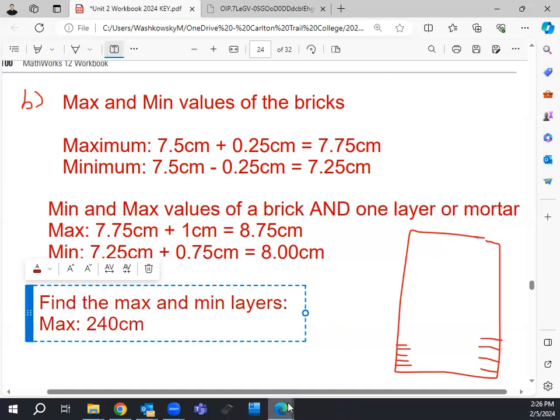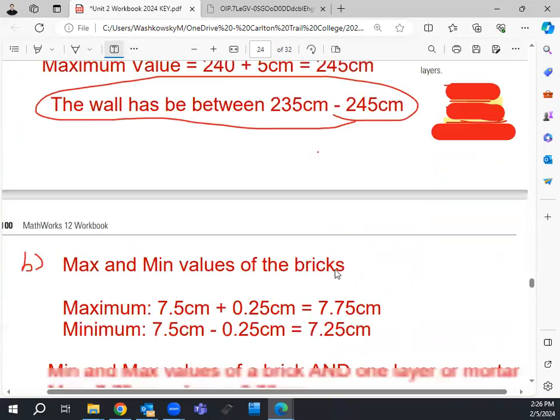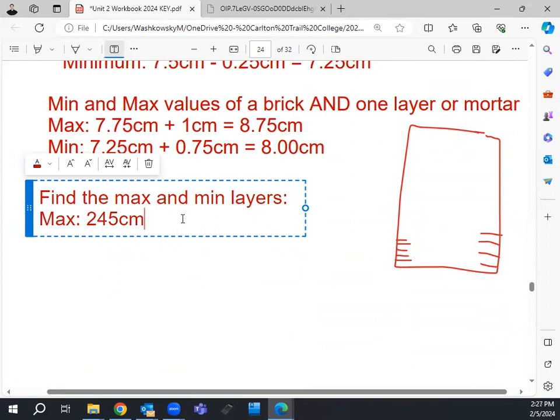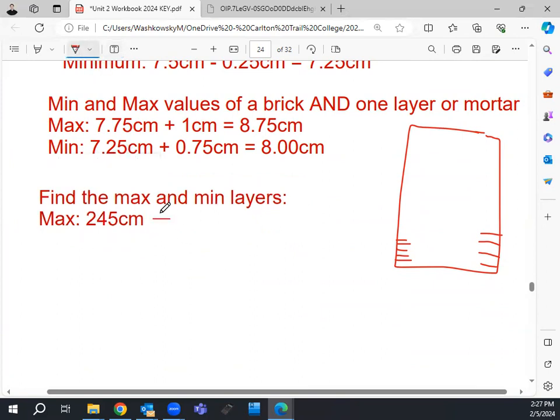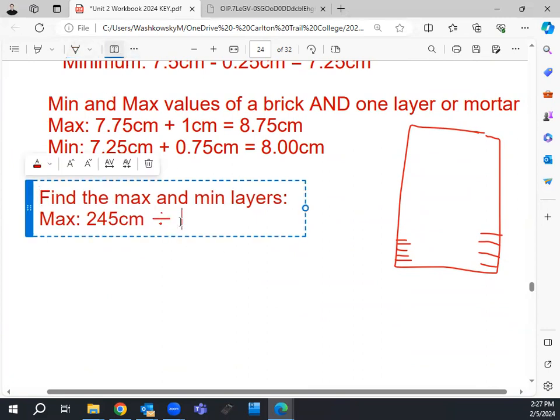So I'm finding the maximum, sorry, not 240 centimeters, 245 centimeters. I have 245 centimeters of wall I could build because there's that tolerance. So why don't I take the tallest it could possibly be and divide that by the shortest layers? Because that's going to tell me the biggest possible things that could happen. So I know that if I have 245 centimeters and I have 8 centimeters of the smallest layer, well, I can just punch my calculator.